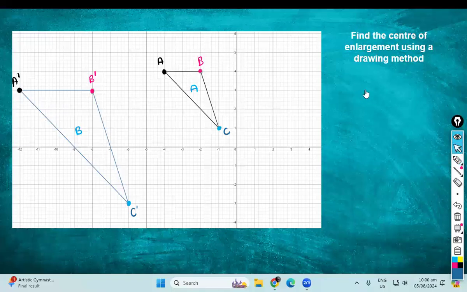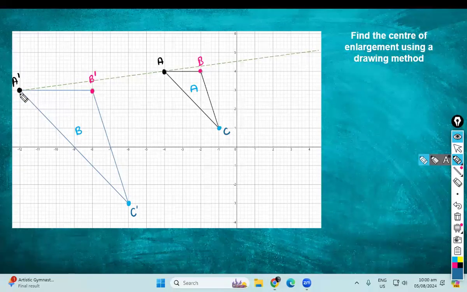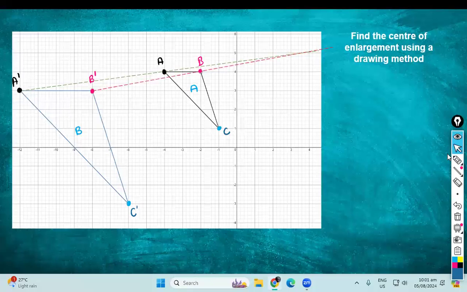So let's watch my animation here. You all see what I did there? Make sure you see it. Look at the green line. I connected A prime to A, and you need a long ruler for this. When you connect A prime to A, extend it till the end of the graph paper. And you're going to do the same thing for all the other points. You're going to connect B prime to B, and then take a long ruler and continue the straight line. Look at B and B prime. You all see it there? I connect B prime to B, and I extended it all the way to the end of the graph paper.